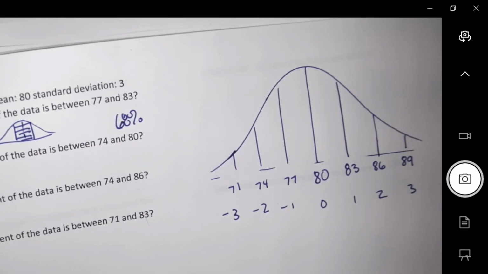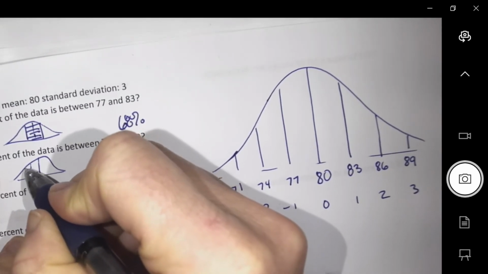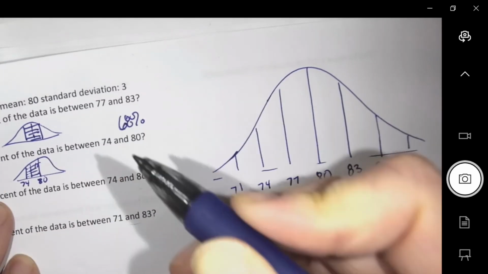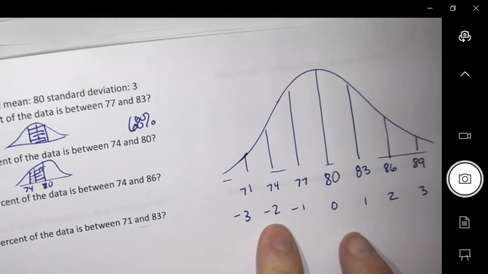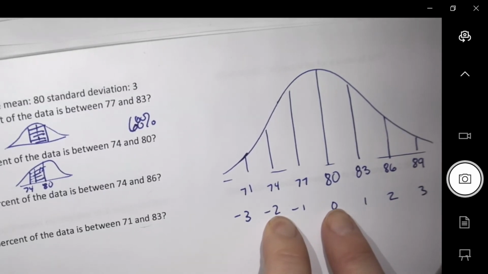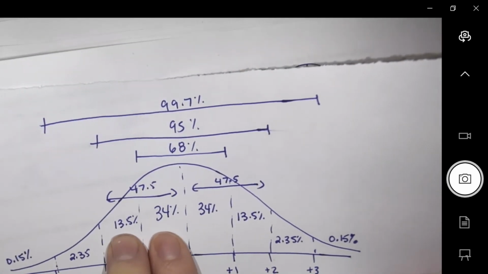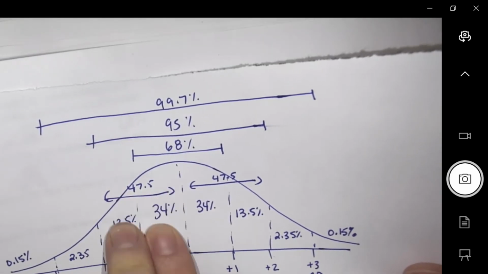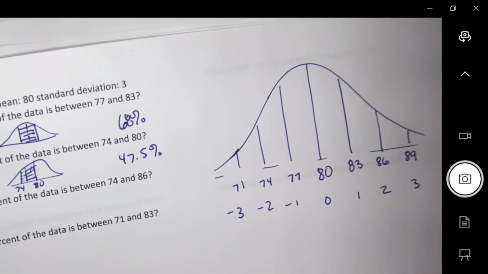Okay, what percent of the data is between 74 and 80? So which number did we find on our cheat sheet? We're going to be going from the -2 line to the 0 line. So what value would that be? That would be all of this. I also wrote this down together. 47.5% of my students got between 74 and 80%.